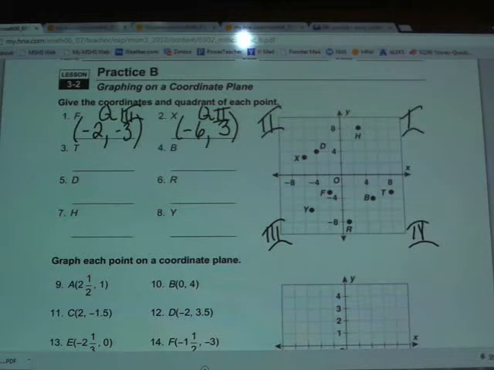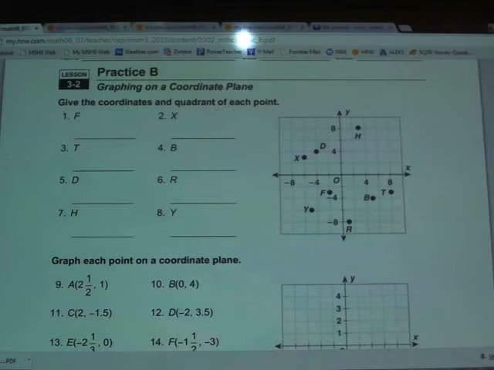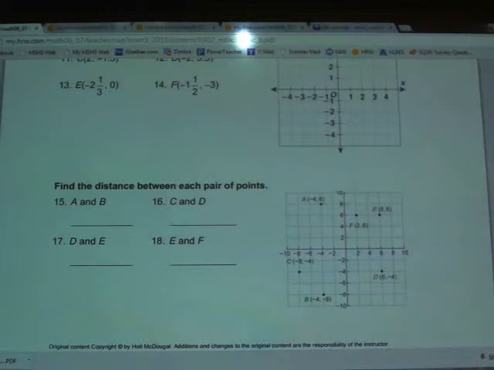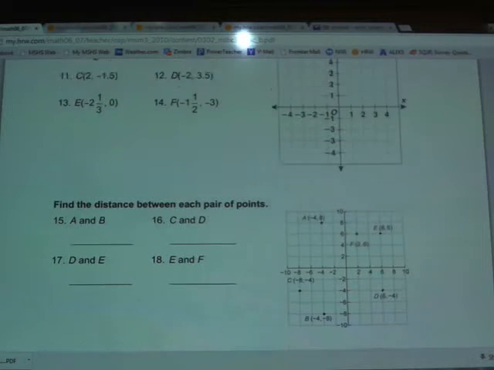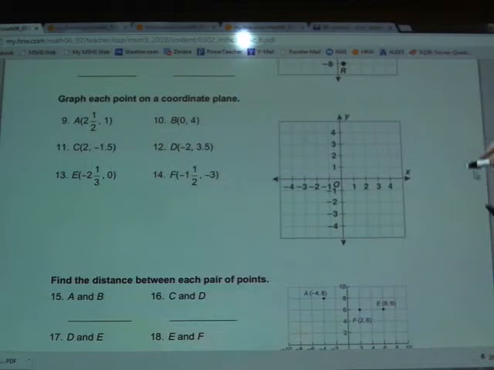Okay, let's go ahead and take a look then at the next section here. In the next section here, what we're doing is we're given the coordinate, and now we're just going to graph that coordinate. All right, so it's just the reverse of what we were just doing. It should be easy enough. All right, so let's look at question number 9 here. Question number 9, we're graphing the point called A, which is at 2.5, 1.